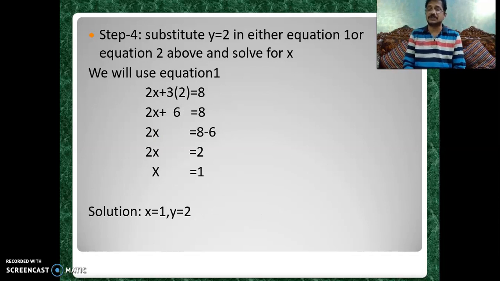Now come to the last step, that is substitute y equal to 2 in either equation 1 or equation 2. We will get the value of x. For example, you want to substitute the value y equal to 2 in the first equation, 2x plus 3y equal to 8. Where y equal to 2, so 2x plus 3 of 2 equal to 8. 2x plus 6 equal to 8. So 2x equal to 8 minus 6, which is 2x equal to 2. So x equal to 1. So x equal to 1 and y equal to 2 are the solutions of the equations.